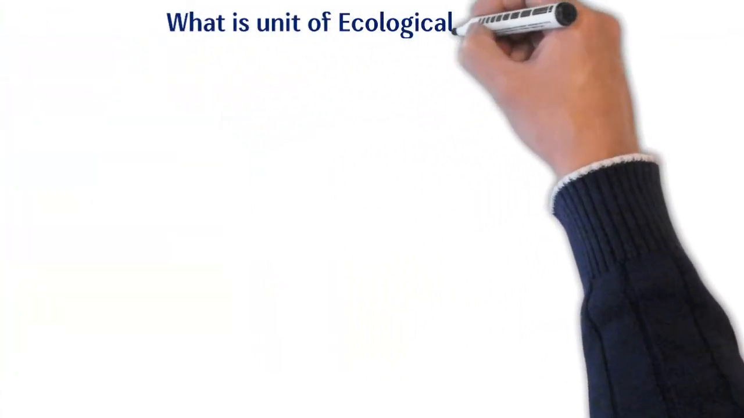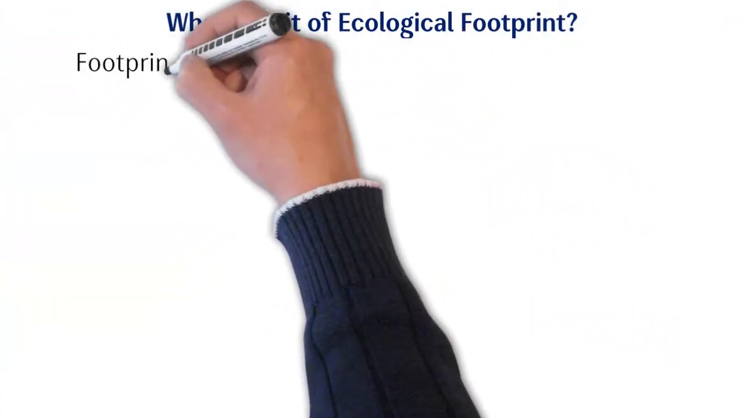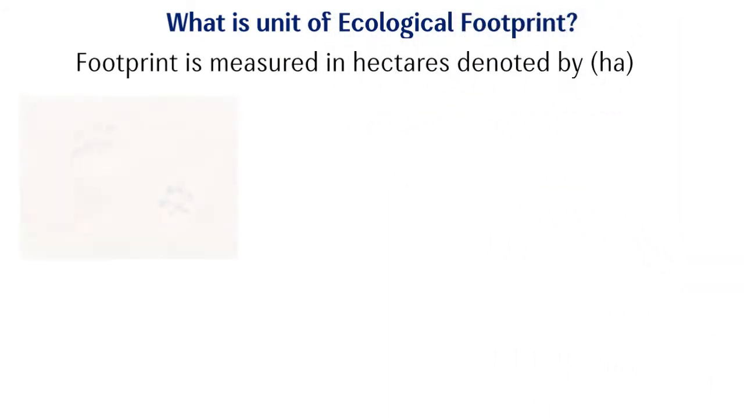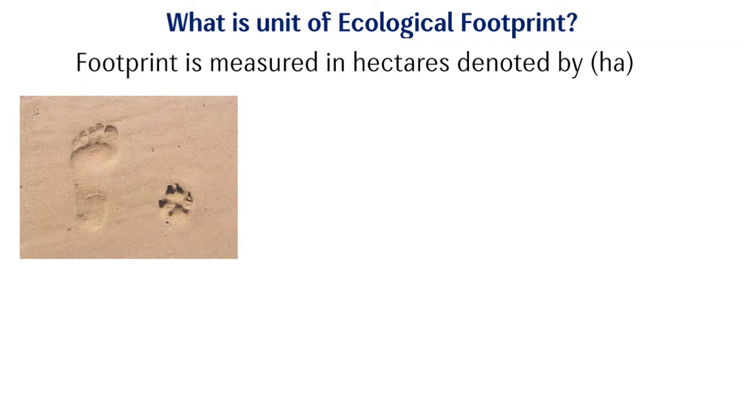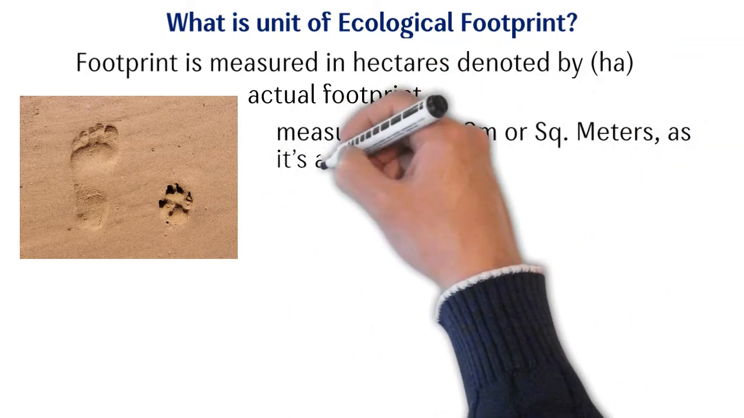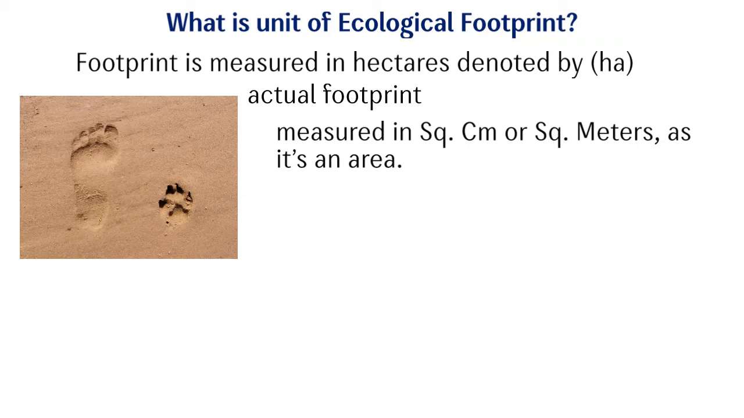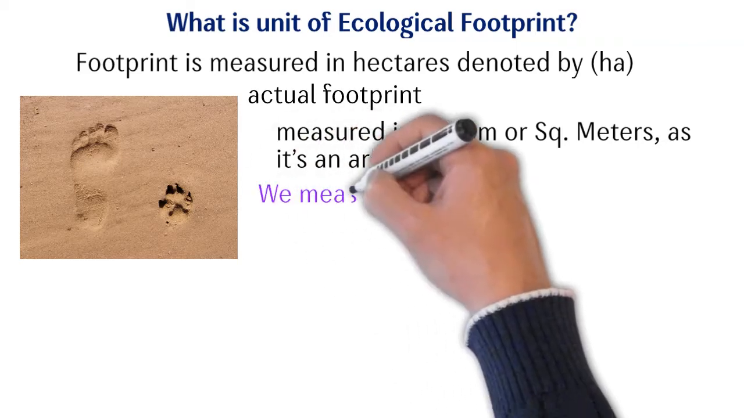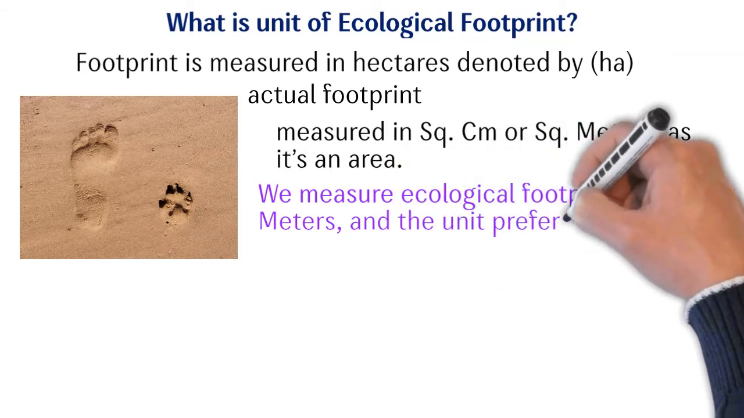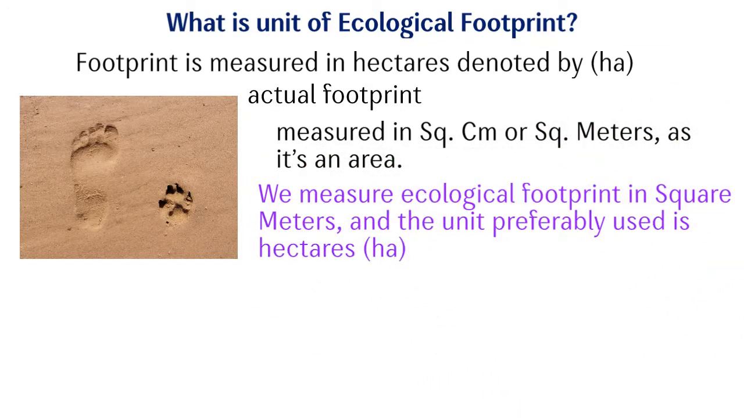What is the unit of ecological footprint? Footprint is measured in hectares, denoted by small ha. As we can imagine, our actual footprint, meaning the area covered with our foot while standing, has to be measured in square centimeters or square meters as it's an area. In the same manner, we measure ecological footprint in square meters, and the unit preferably used is hectares.